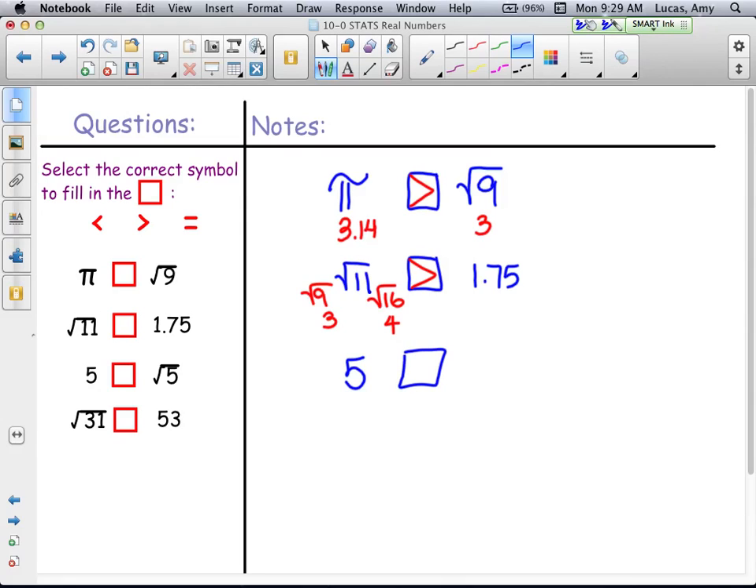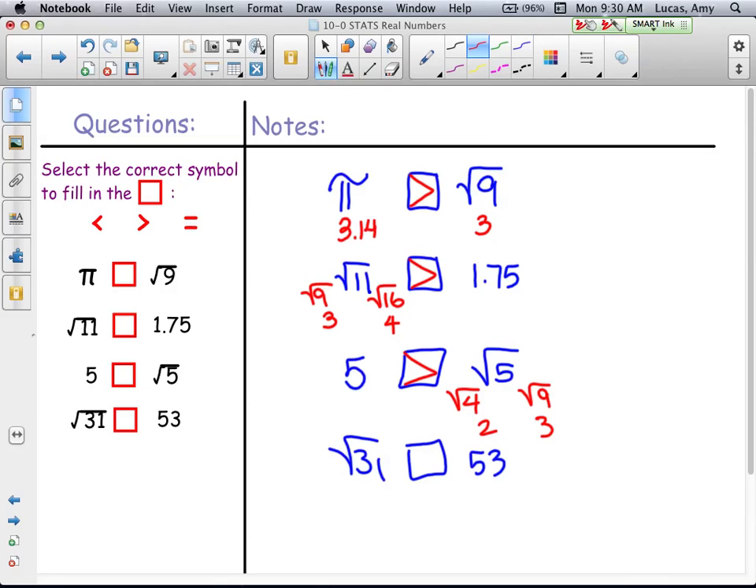5 compared to the square root of 5. The square root of 5 is between the perfect squares 4 and 9, so it's between 2 and 3. 5 is greater than something that's between 2 and 3. And the square root of 31 compared to the number 53. 31 is between the perfect squares 25 and 36, so it's between 5 and 6, much smaller than 53.